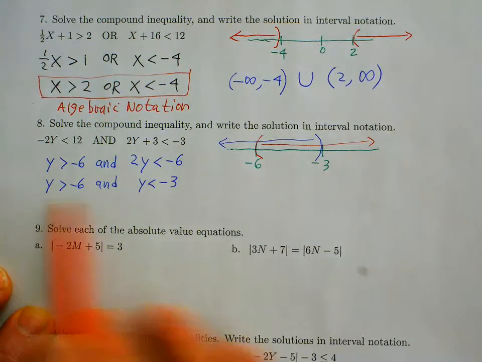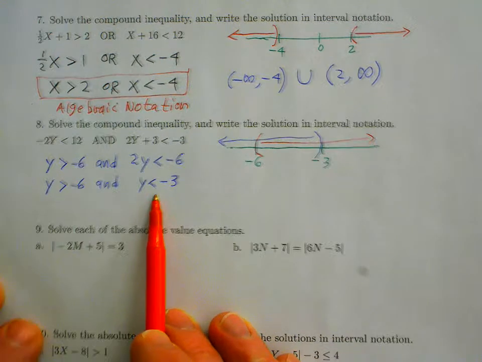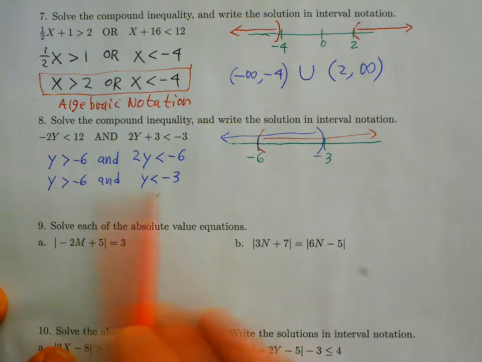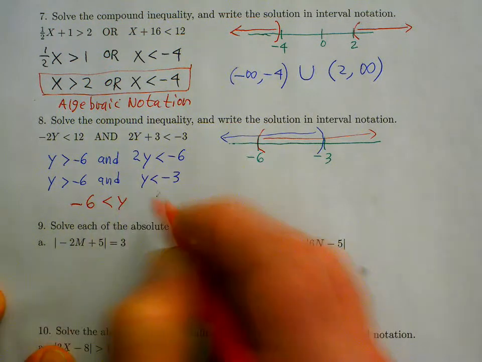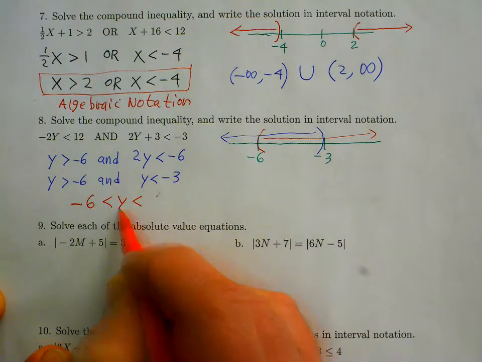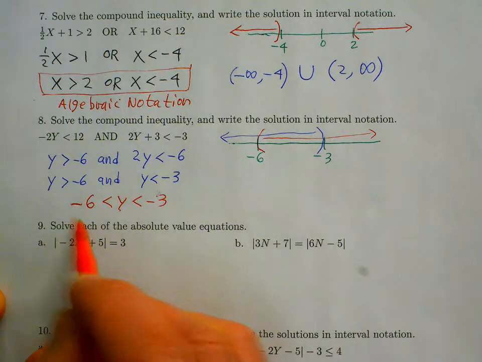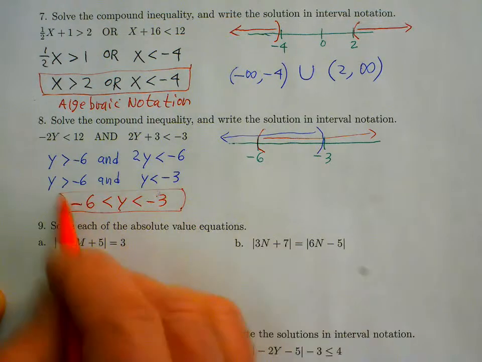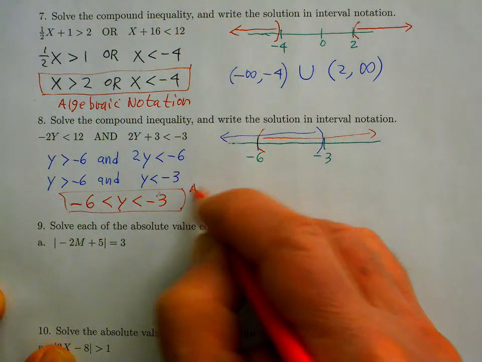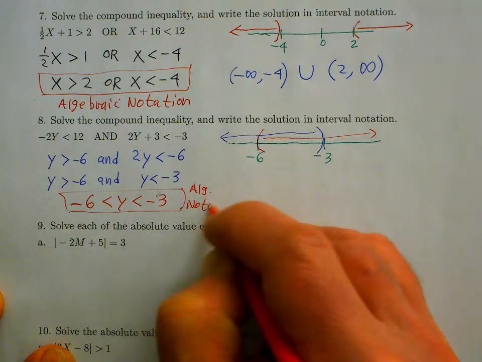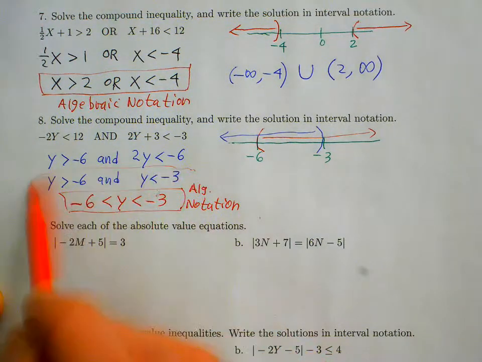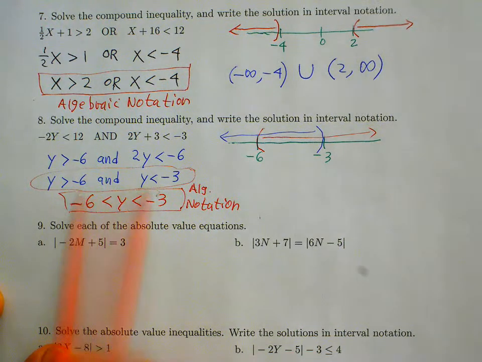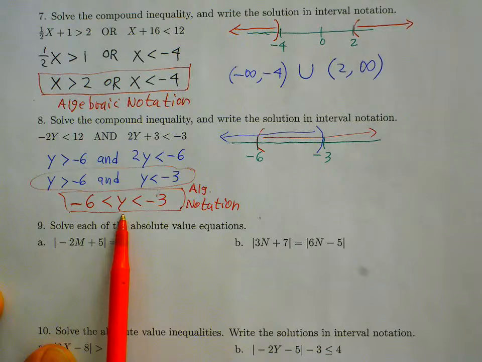So the algebraic notation for this compound inequality should be written negative 6 is less than y, and y is less than negative 3. This is the algebraic notation. The one above it is an incomplete algebraic notation. It can be written more compactly like this.